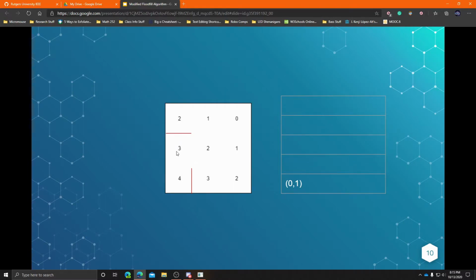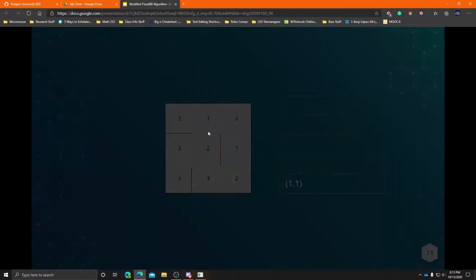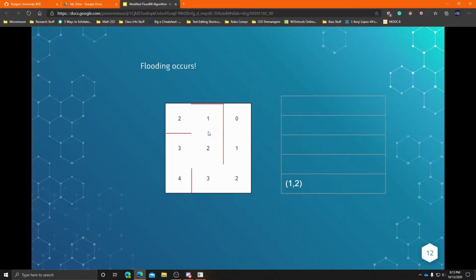Then you reach cell 0, 1, and you see that you have a wall up here, so you can't move there. But this neighbor still satisfies the minimum value requirement, so you move to that cell. Same process continues: can't move here, can't move here, you can move here. Now flooding occurs. Why? Well, when you are at cell 1, 2, there is no neighbor which satisfies the minimum value requirement.